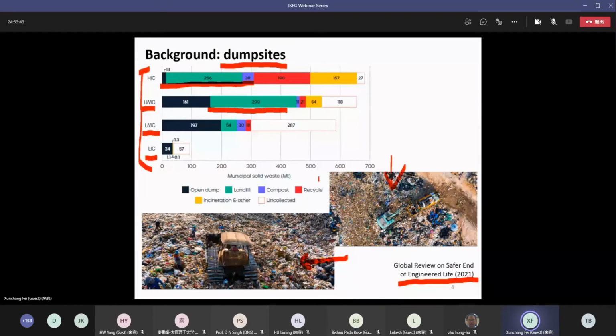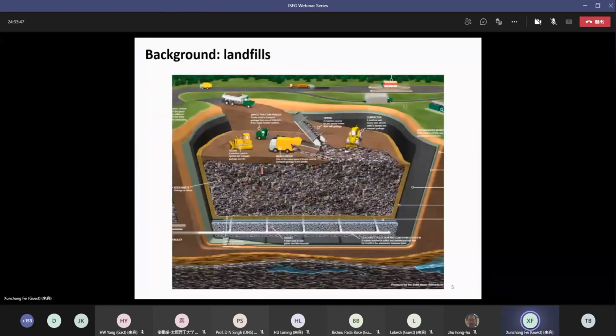Here I just put another figure showing you a typical cross-sectional view of landfills. I believe all of us know this very well. These are ideal landfills where we throw the waste in, and then we can control them nicely. But just bear in mind that in many places in the world, the so-called ideal landfills do not exist, and we are actually throwing waste into dump sites, which are not well controlled.